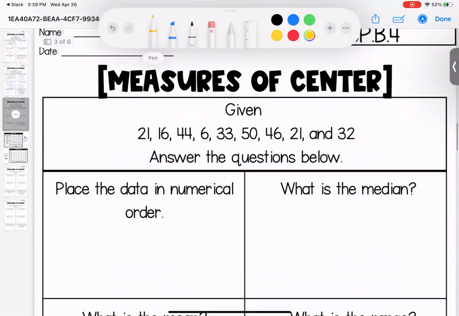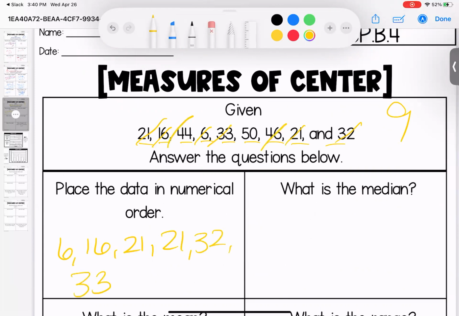All right, measures of center. I have 1, 2, 3, 4, 5, 6, 7, 8, 9 numbers. Putting them in order from smallest to biggest, I have 6, 16, 21, 21, 32, 33, 44, 46, 50.